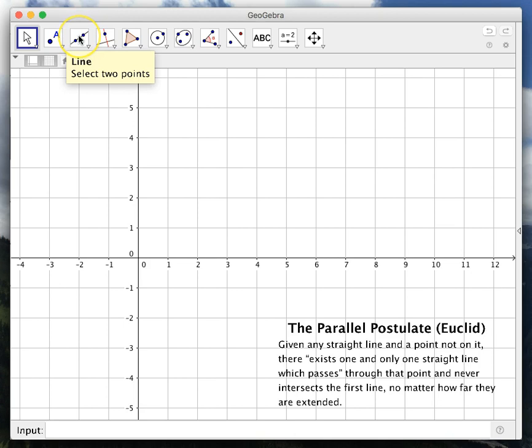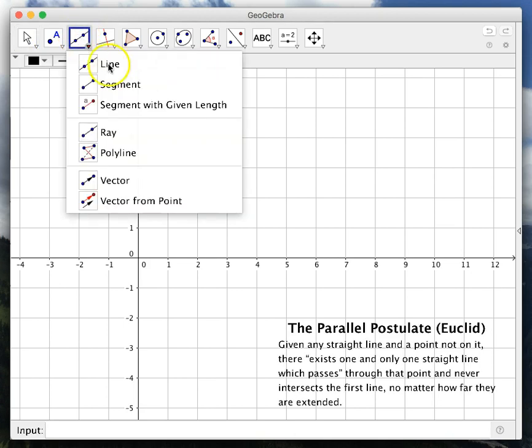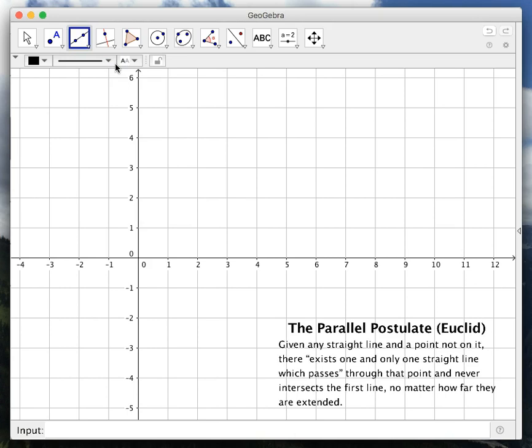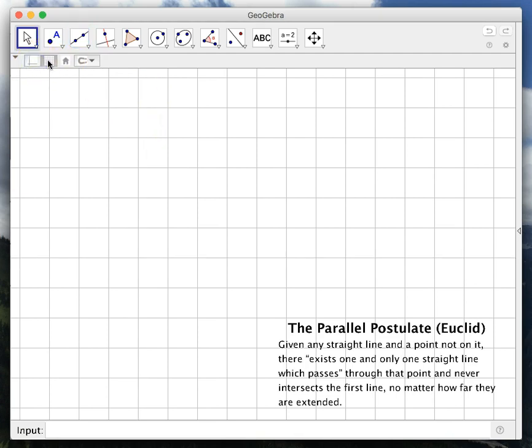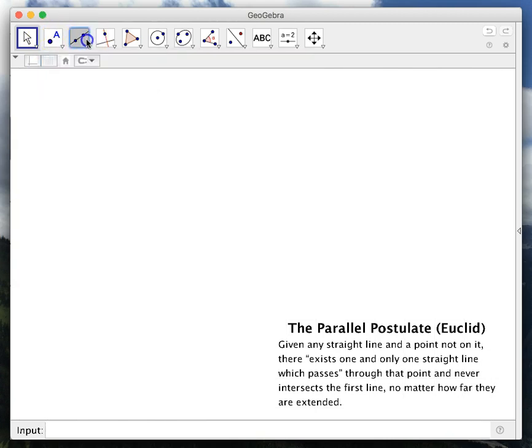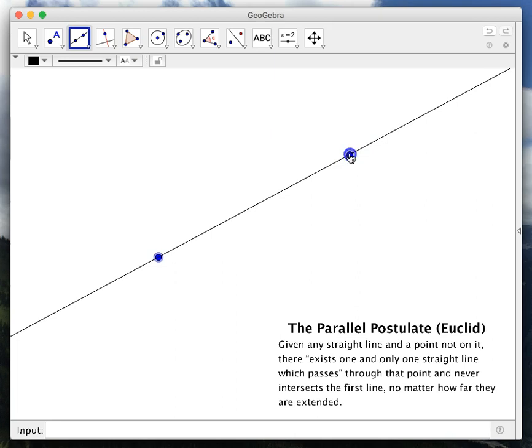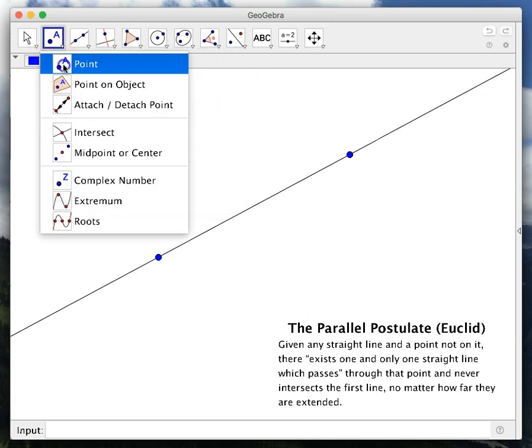Okay, so the parallel postulate is saying if I have any straight line, and so here I'm using GeoGebra, I have a line, any straight line, okay? And actually, just to make this very obvious here, I'm just going to get rid of all this stuff. Okay, let's just do a straight line. Any straight line. So notice that I'm really looking at any straight line. So there's a line, okay? And a point not on that line.